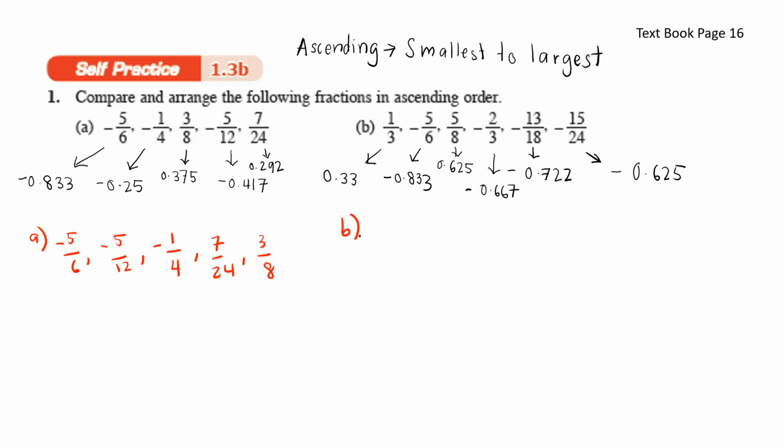For B, we'll do the same thing. So the smallest number here is negative 0.833, which is the decimal number for negative 5 over 6. Then negative 0.722, which is negative 13 over 18. Negative 0.667, which is negative 2 over 3. Negative 0.625, which is for negative 15 over 24. 0.33 for 1 over 3. Then 0.625 for 5 over 8.